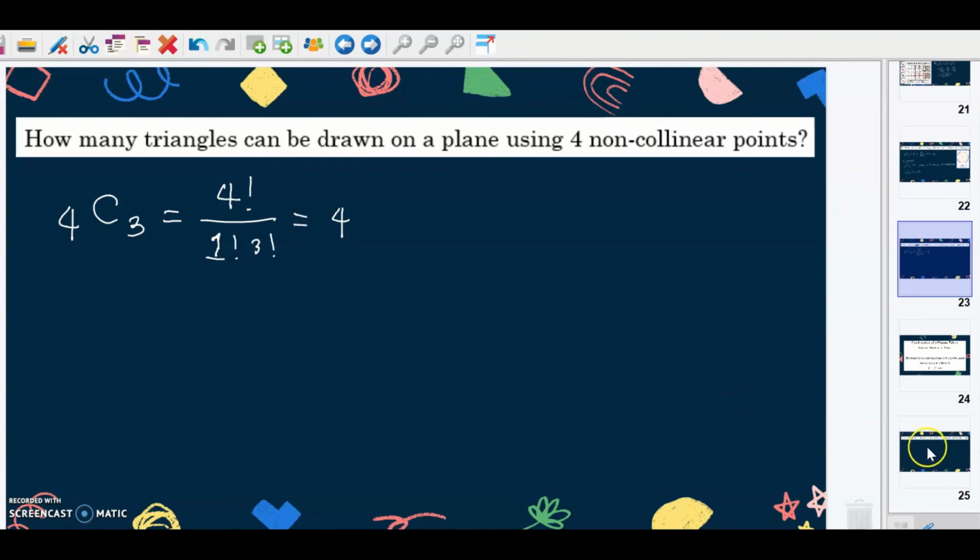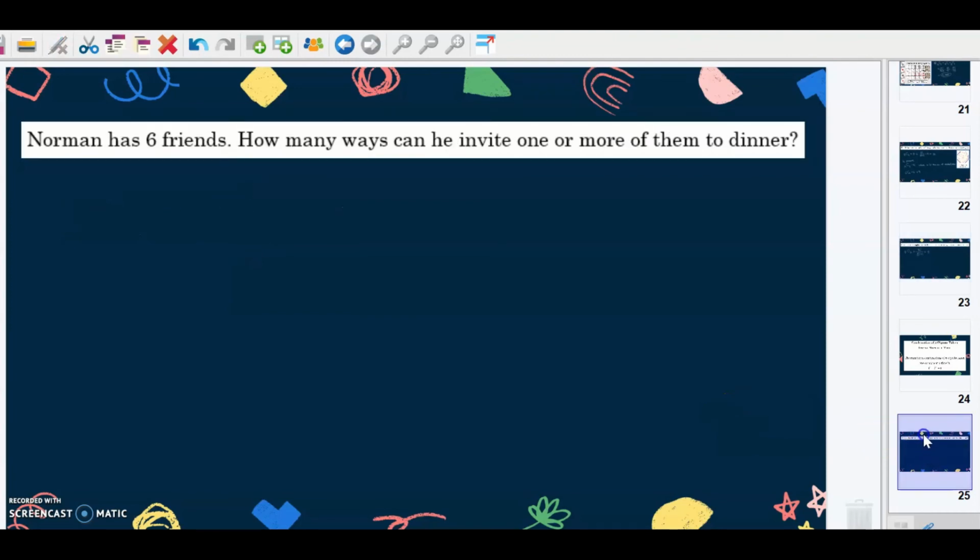So let's now have our last problem about combination. Norman has 6 friends. How many ways can he invite one or more of them to dinner? We need to analyze this. The problem says he can invite one or more of them. That means from the 6 friends that he has, he can invite 1, he can invite 2, he can invite 3, or he can invite all of his friends. So we will have 6 cases.